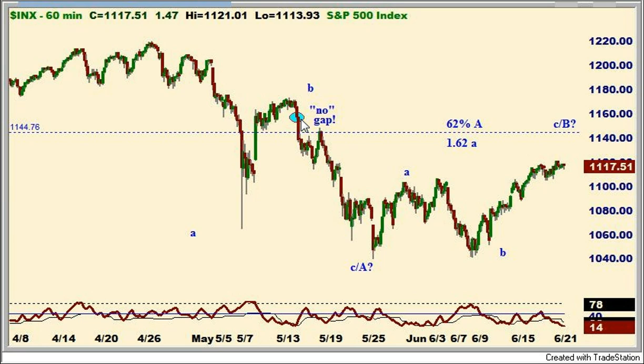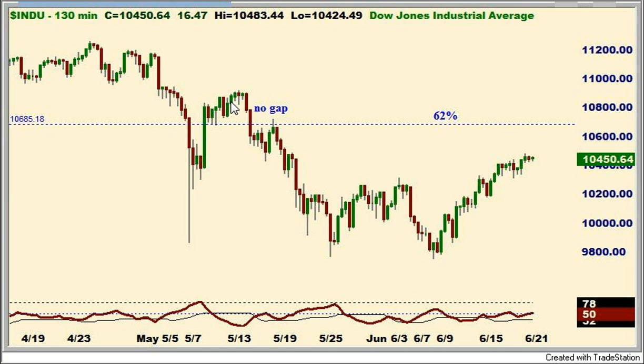And here you can see that that gap comes in around 116 basis the spiders. Here again is the S&P cash hourly, our calculations and the count ABC that we're working on, and again no gap at the close of the 13th. Here's the Dow, again no gap, same pattern off the lows A, B, and the tentative target is about 10,685 basis the Dow for the 62%.